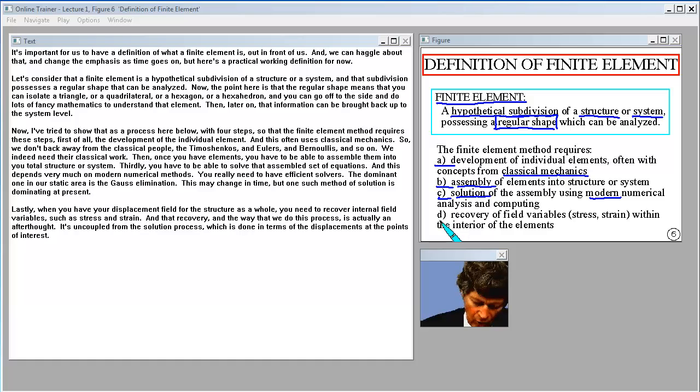Lastly, when you have your displacement field for the structure as a whole, you need to recover internal field variables such as stress and strain. And that recovery, in the way that we do this process, is actually an afterthought. It's uncoupled from the solution process, which is done in terms of the displacements at the points of interest.